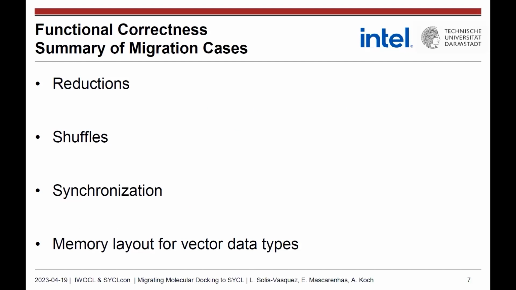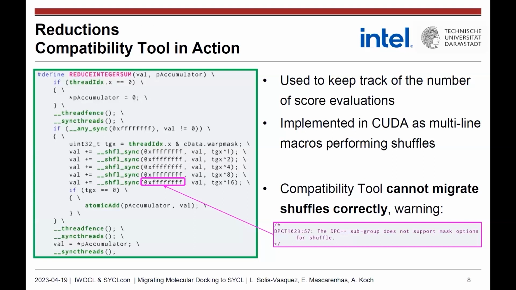This is a summary of the most relevant cases regarding functional correctness, and I'm going to go into more detail. The first one is that of reductions, and in Autodock GPU, we use reductions in order to keep track of the number of score evaluations. Scores are a number we give to each of these molecular poses, and then we compare them during the molecular docking process. In the CUDA version of Autodock GPU, we implemented this as multi-line macros that perform shuffles.